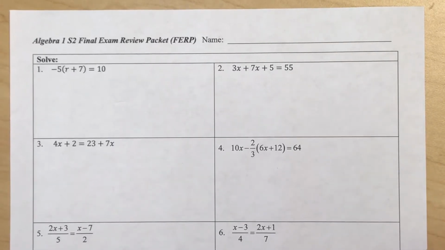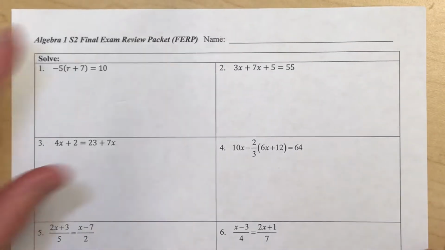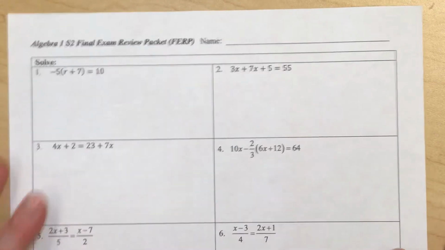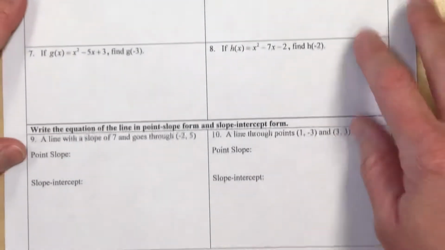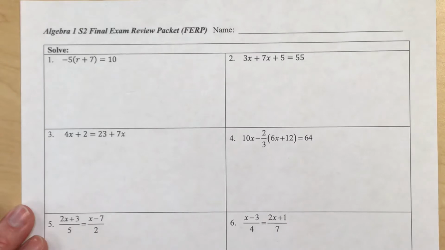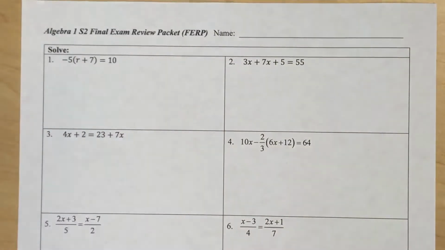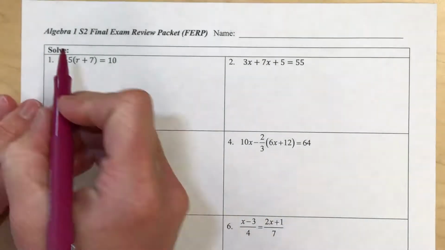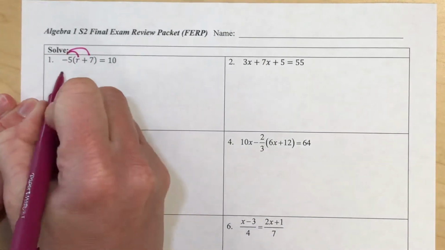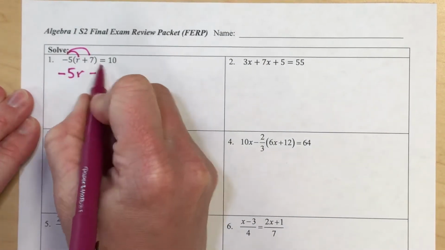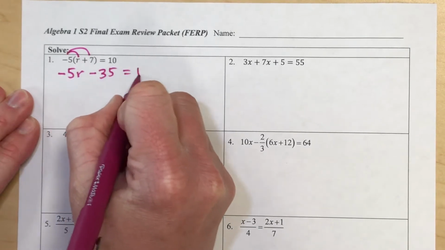In this video, I'm going to go through the first page of your Semester 2 Final Exam Review packet, so that'll be questions 1 through 10. In the first question here, what you see is a -5 in front of the parentheses, and what you want to do is distribute that -5 to the r and to your 7. So it'll be -5r minus 35, and that's equal to 10.